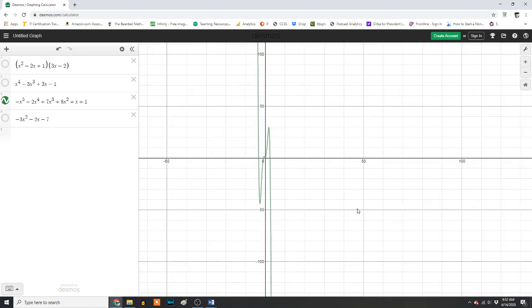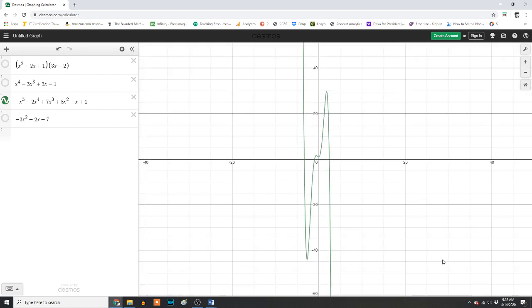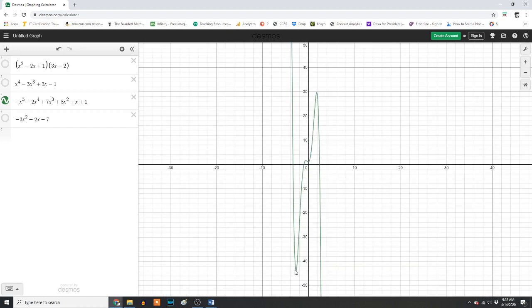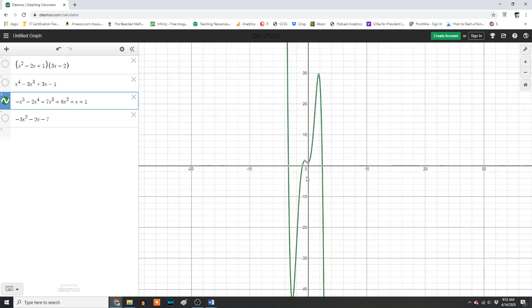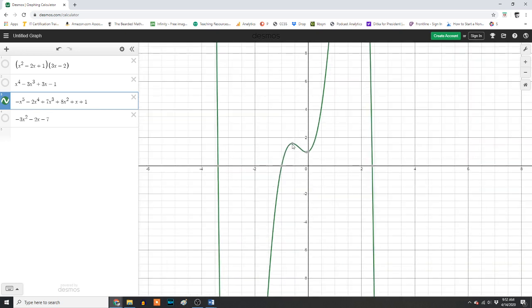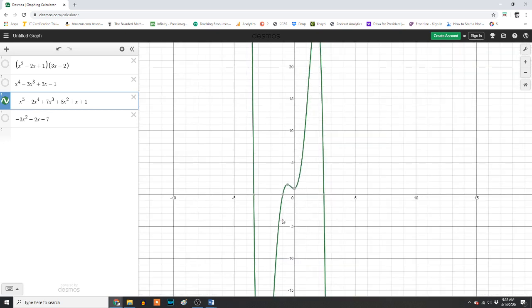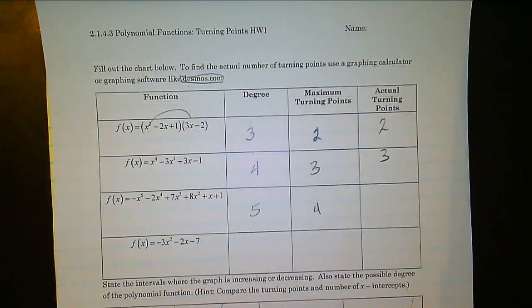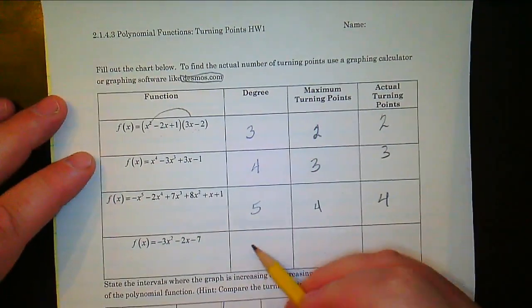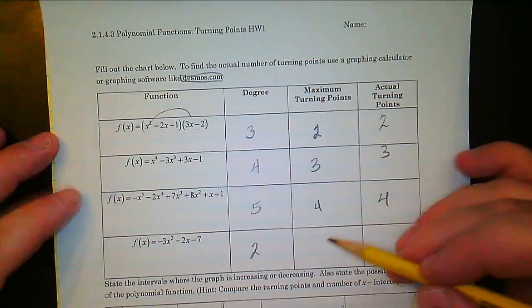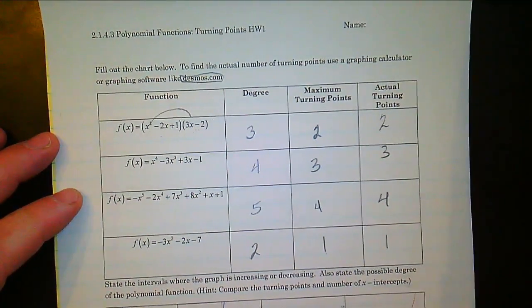So let's zoom out. Look at that. Oh, that's a funky looking graph, right? So it looks like we have 1, 2, 3, 4 turning points. It's going down and then goes up. That's 1. It's going up and then down. That's 2. Going down and then up, that's 3. Up and then down, that's 4. This one in here might be a little confusing, but when we zoom in, you can definitely see that's another turning point. So this function also has 4 turning points. All right, the degree of this one's 2, right? The maximum number of turning points is 1, and it's going to have 1 because it's going to be the vertex.